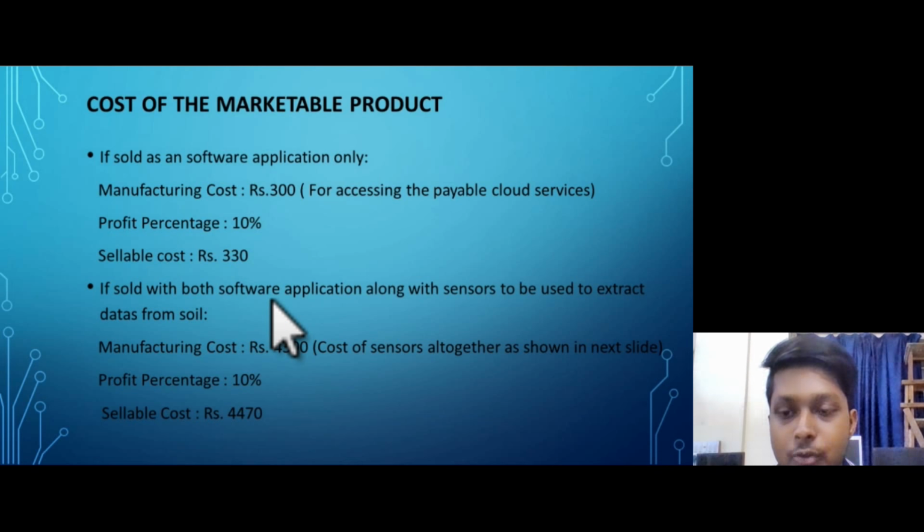If this is sold both as a software application along with the sensors to be used to extract data from soil, the manufacturing cost is around rupees 4,300, which majorly includes the cost of sensors, which is shown in the next slide. Keeping the profit percentage at 10%, the sellable cost is around rupees 4,470.